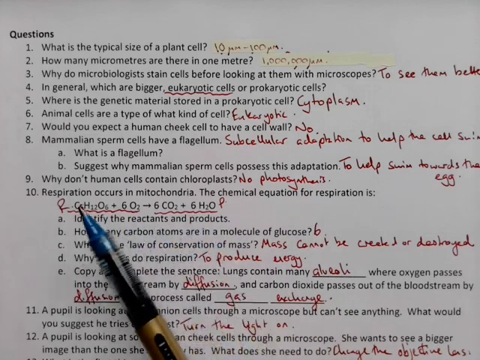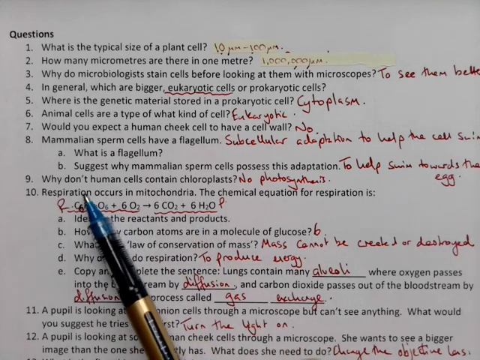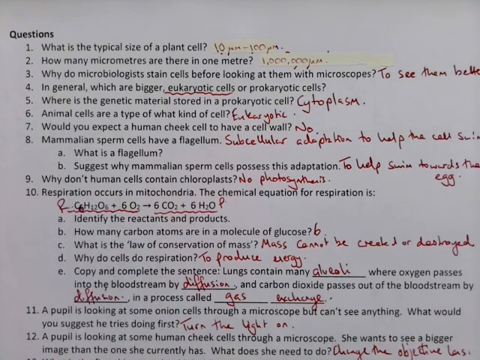Identify the reactants and the products. Reactants on the left-hand side, products on the right-hand side. How many carbon atoms are in a molecule of glucose? Glucose is this thing here, C6H12O6. The little 6 after the carbon means 6 carbon atoms.